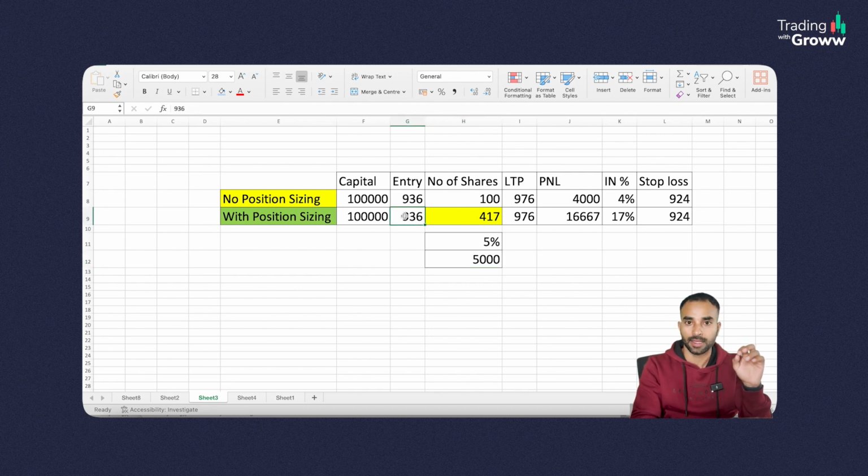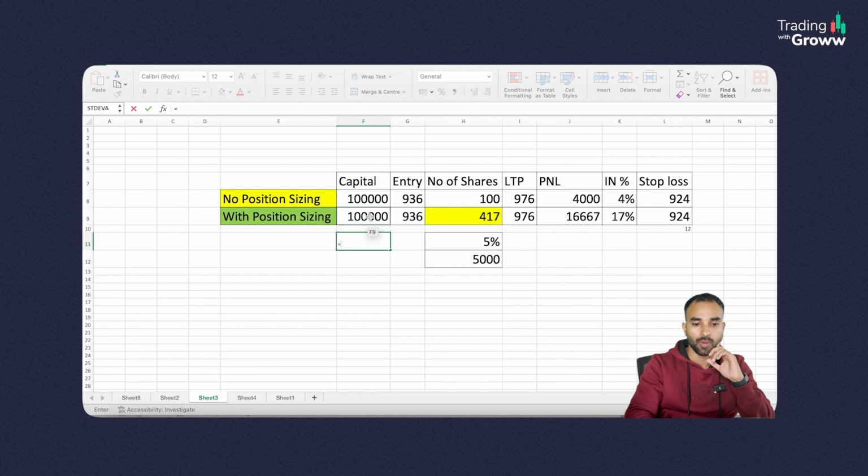You have the entry price, 936, right? You have the stop loss, which is 924. So your overall risk is 936 minus 924. That's all. Your risk is just 12 rupees. So you just have to divide this 5,000 rupees by 12 rupees. The risk, actual entry minus stop loss, gives you the risk per share. So whatever risk you are going to take with your capital, divide that by the actual risk as per the stop loss, which is 12 rupees. That will tell you the total number of shares you need to buy. So 417 is the total number of shares you need to buy.